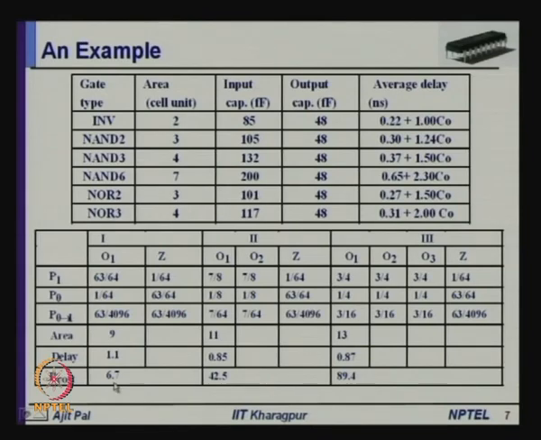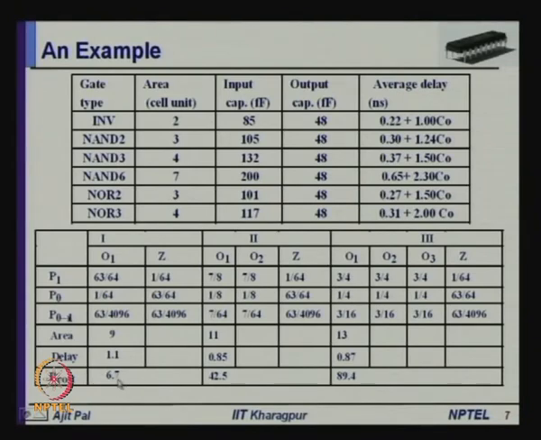Power dissipation is the switching activity times the load capacitance. That has been calculated, and the sum of the switching activity and load capacitances is 6.7 in this case. So the power dissipation cost is 442.5 in the second implementation, and delay is 0.85. The area requirement is 11 because you require a 3 input NOR gate followed by a 2 input NAND gate. So, 3 plus 4 into 2, that is 8, plus 3, 11, as given here.